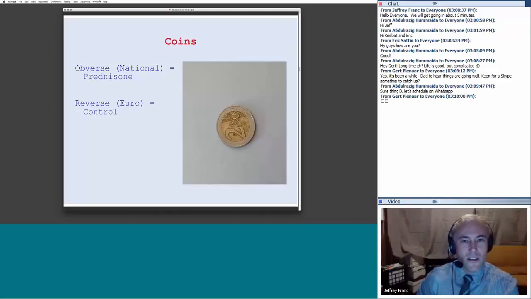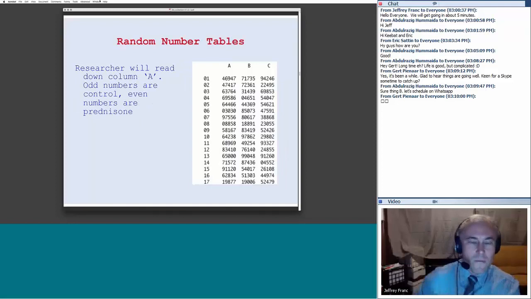So you can see this is a perfectly acceptable randomization procedure. You would just write this in your methodology: as each patient entered into the study, a coin toss determined whether they were part of the prednisone or control group. That's very simple, works well.